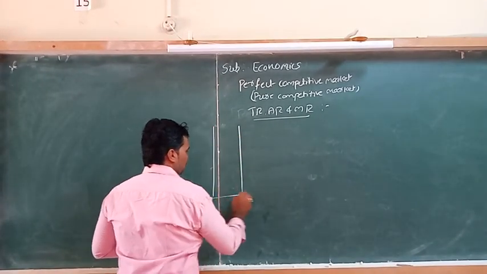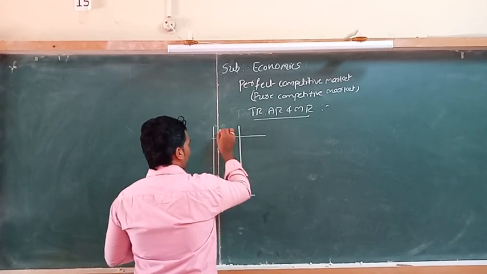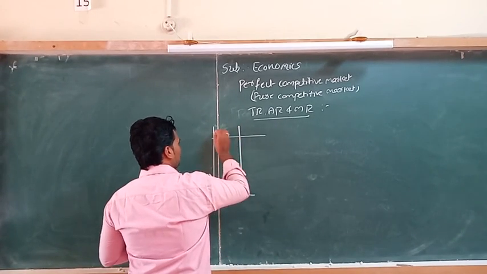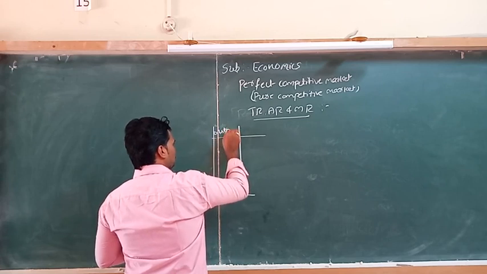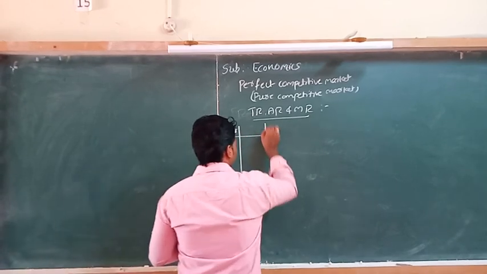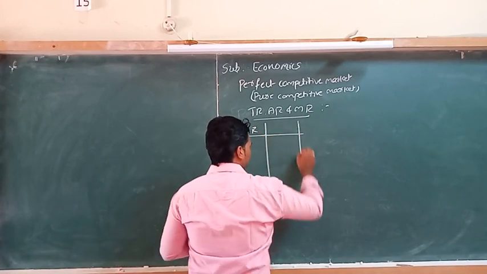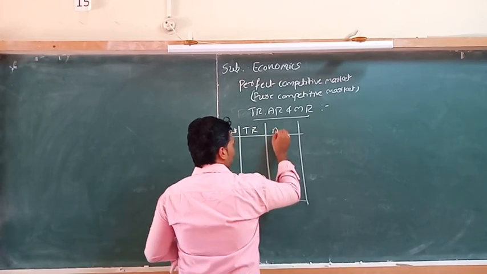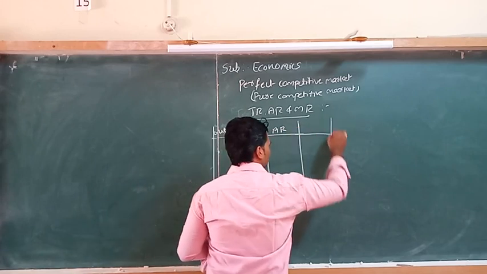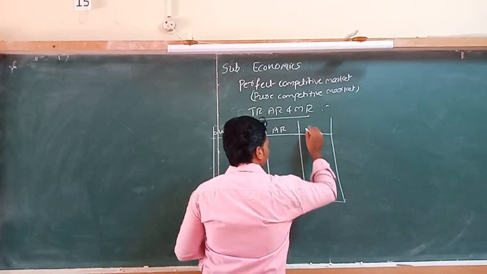Okay, this is output, mention that output, then total revenue, average revenue, marginal revenue.